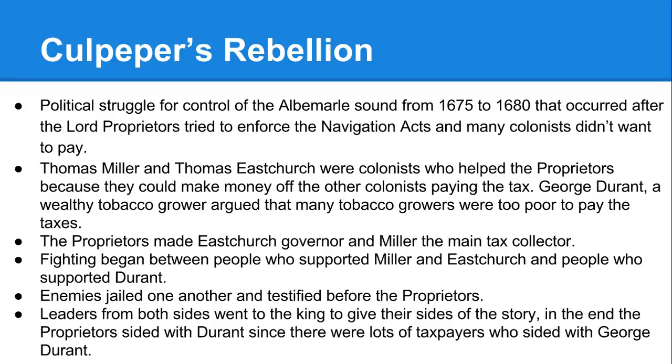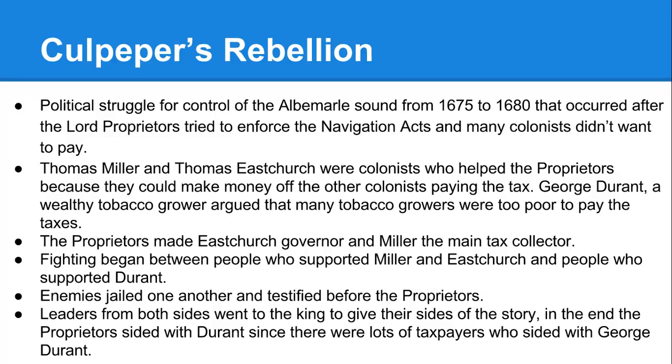So a man named Thomas Miller and a man named Thomas Eastchurch were colonists who helped the proprietors. The proprietors wanted to collect the taxes. Thomas Miller and Thomas Eastchurch stood to make money by helping enforce the taxes in the Navigation Acts. One was a tax collector, another was a merchant who was in close favor with the proprietors. So if they could make other colonists pay the tax, they stood to make more money.